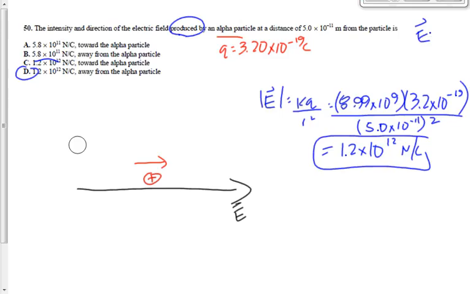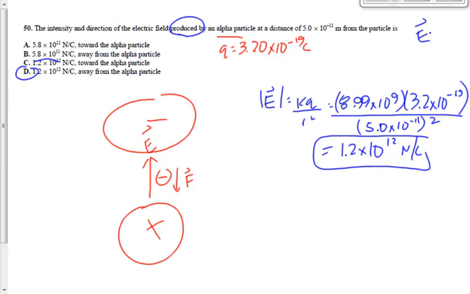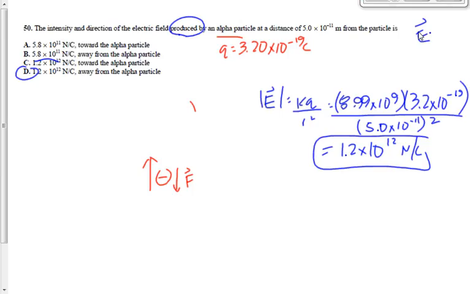Let's make it even harder here. Here's a negative particle that experiences a force downward. Which way is the field? Good, because negatives experience a force opposite to the direction of the field. What caused that field? I don't know. Maybe it was a big positive down here. Maybe it was a big negative up here. Maybe it was both. Maybe it was two parallel plates. We don't know. Doesn't matter. If there's a force that points downward on a negative particle, then there must be a field that points upward. All right?